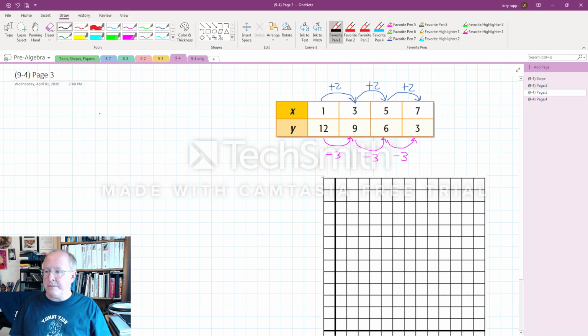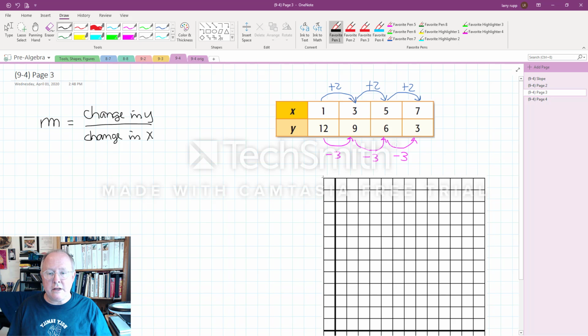So over here then, we're going to have a slightly different formula for slope. We're going to introduce a variable called m. We're going to say now the slope can be calculated by the change in y over the change in x. So how much y changes over how much x changes. Now remember, y goes up and down, vertical. X goes back and forth, horizontal.